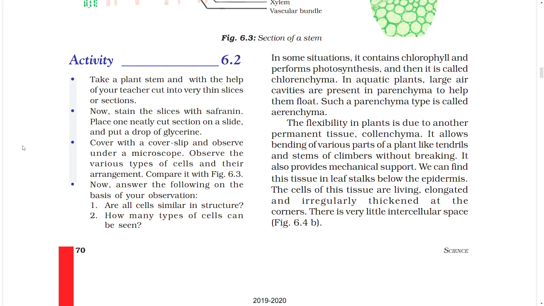The flexibility in plants is due to another permanent tissue, collenchyma. It allows bending of various parts of a plant, like tendrils and stems of climbers, without breaking. It also provides mechanical support. We can find this tissue in leaf stalks below the epidermis. The cells of this tissue are living, elongated, and irregularly thickened at the corners. There is very little intercellular space. Figure B.